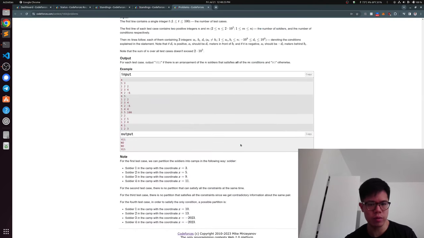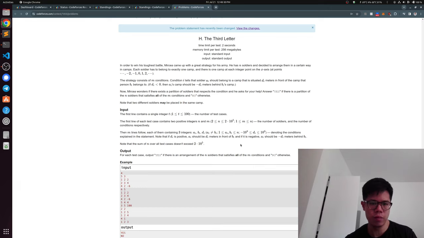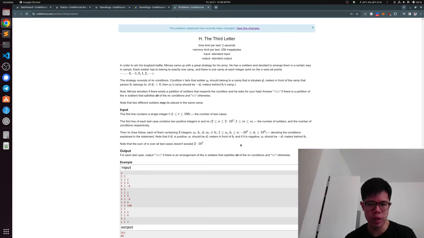Alright, that's G, and lastly we have one more problem, problem H. In this problem we get constraints. We want to place the soldiers on a number line. We get constraints where a pair of soldiers have to be separated by this distance in a particular direction. So we know which one's in front, which one's behind. And we want to figure out if all the constraints can be satisfied.